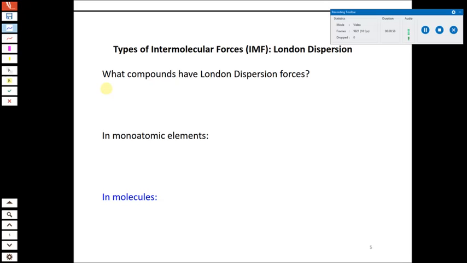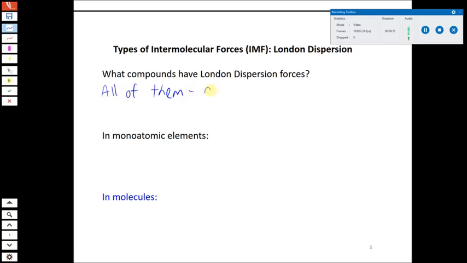So those are going to be either non-metal elements or compounds made up of exclusively non-metals. Those are where these typically are dealt with. And so what types of compounds have London dispersion forces? The short answer to this is that all of them do. So it doesn't matter what kind of compound you're talking about, there will be London dispersion forces present as one of the intermolecular forces involved.